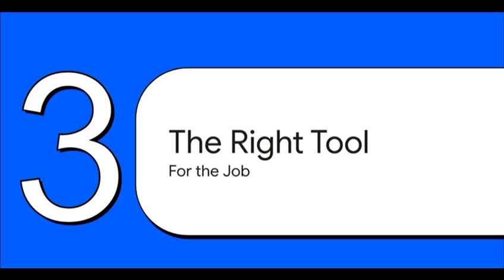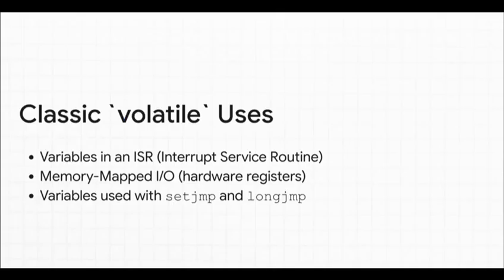Okay, so let's talk about the specific, pretty narrow cases where this command isn't just useful, but absolutely essential. You see, overusing volatile is usually a sign of a problem, but in these specific scenarios, it's the only right answer. There are really 3 classic places you'll see this. First, a variable that can be changed by an interrupt service routine.